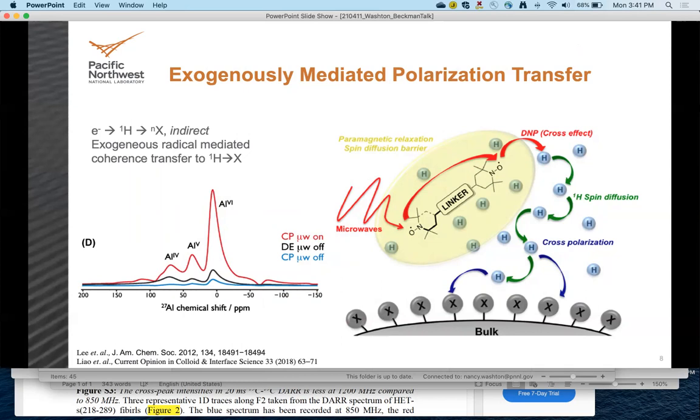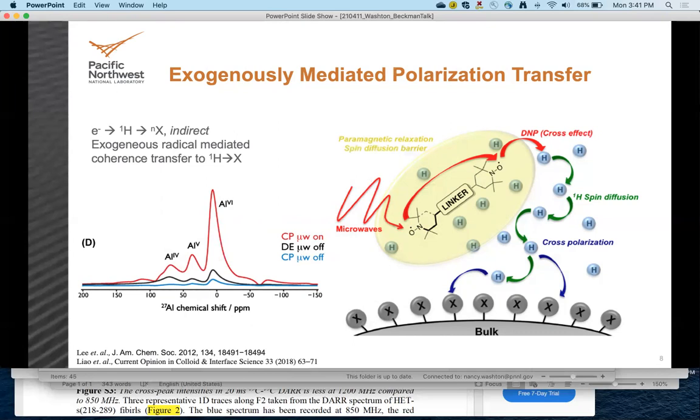X nuclei of interest. The spectrum shows the difference in signal between a traditional NMR spectrum in blue and that of the DNP version with the microwaves on in red. And this is of an aluminum substrate, and you can clearly see the coordination differences, aluminum 4, 5, and 6. And DE, for those of you interested, is direct excitation with the microwaves off.